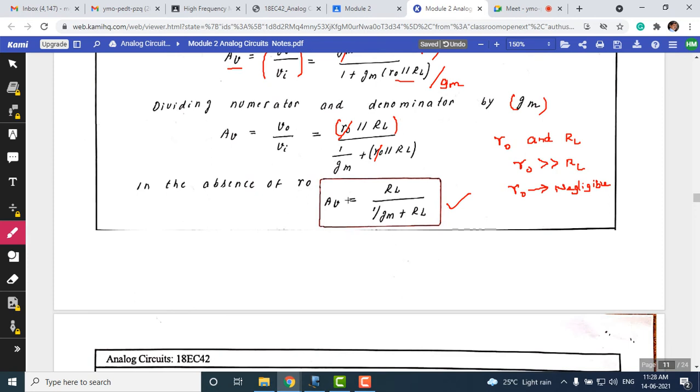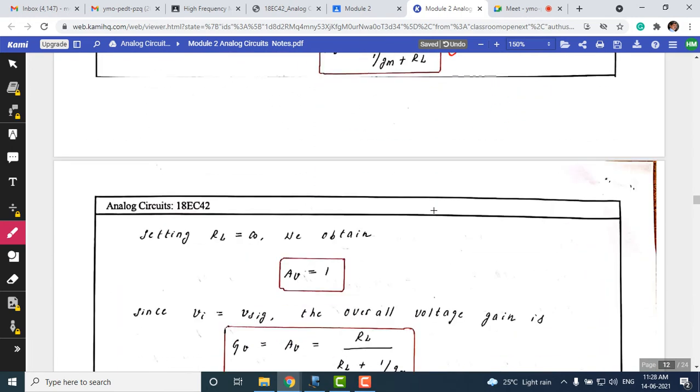Students must remember this formula, because when problems are asked, you cannot spend your time in the examination deriving all these relations. So just make a note of this and remember it. In the absence of R naught, this is the voltage gain for the common drain amplifier.